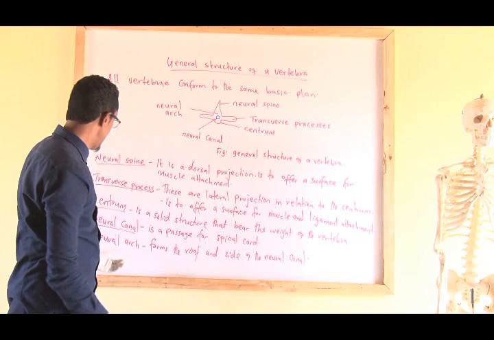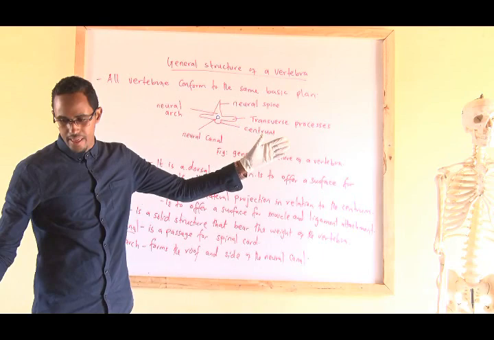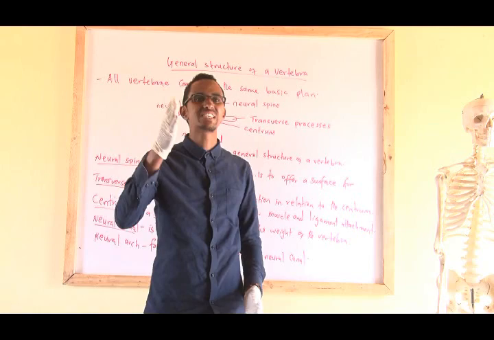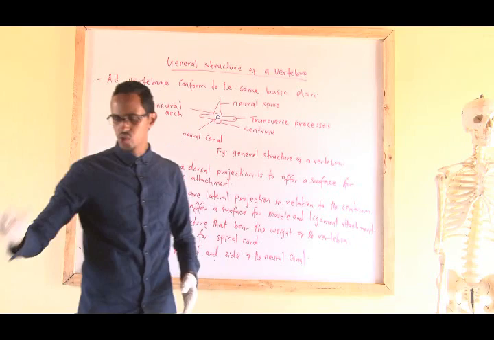So to conclude our lesson, I would say the bones of the vertebral column are classified depending on the position they occupy within the vertebral column, their position in the body. We conclude with that.